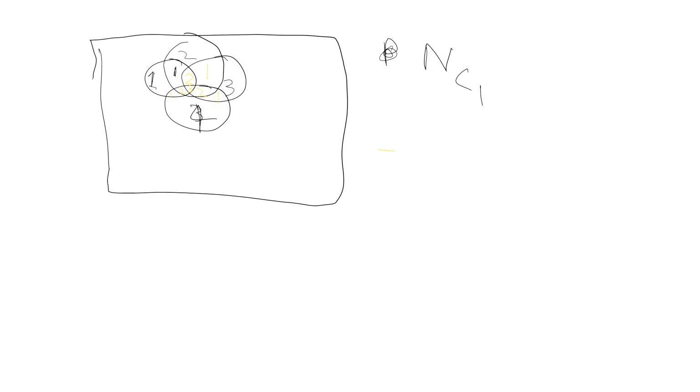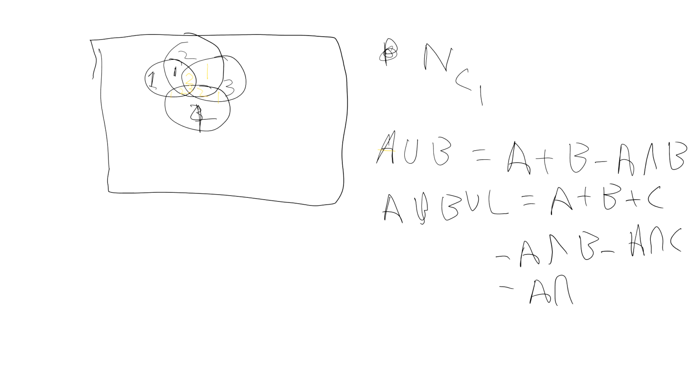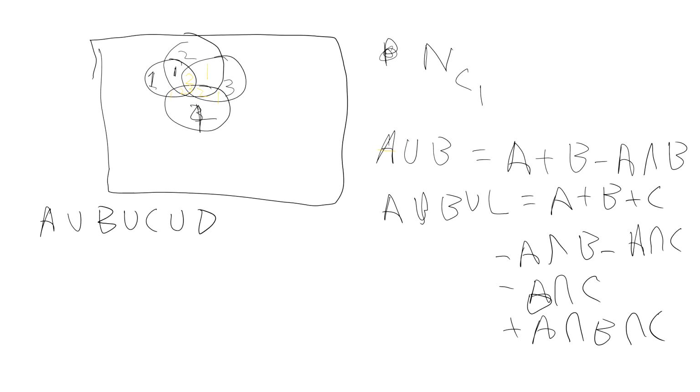Now when we remove something, like in high school maths, if you remember set theory, A union B is equal to A plus B minus A intersection B. Then A union B union C is A plus B plus C minus A intersection B minus A intersection C minus B intersection C plus A intersection B intersection C. Then if you do it to the fourth, you add one thing more, A union B union C union D.